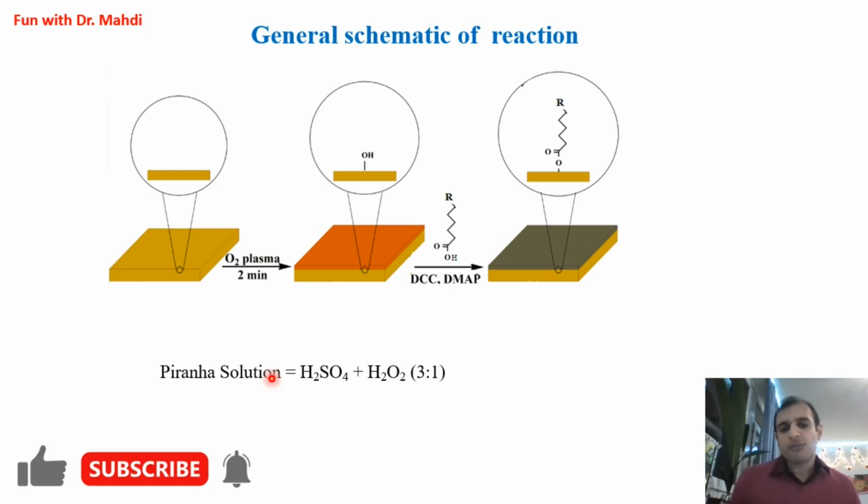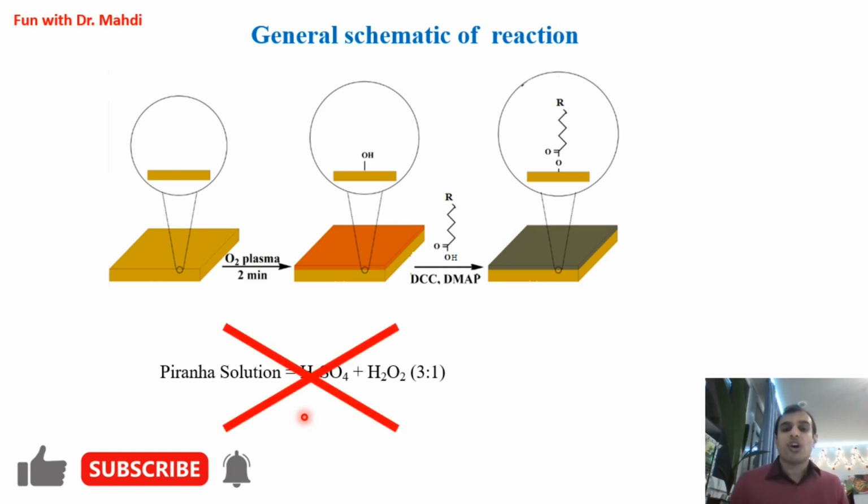Piranha solution is a mixture of 100% concentrated sulfuric acid and hydrogen peroxide. The mixture ratio is 3:1. Piranha solution is a very, very dangerous solution, and you need to leave your substrate, your surface, in this solution for 1 hour, and after that you need to wash it. This solution is very dangerous. That's why I don't suggest you use Piranha solution if you want to have hydroxyl on the surface, and it's better to use oxygen plasma. It takes only 2 minutes, and after 2 minutes you will have a lot of hydroxyl on the surface.